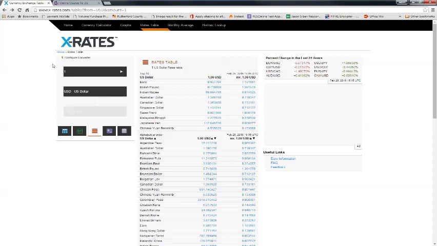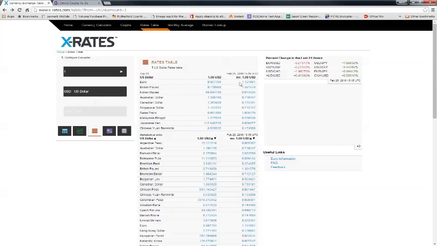So this website here is xrates.com. What it does is show exchange rates. Notice over here in the middle, it'll tell you the top 10 countries and their currencies, with the US dollar at the top. On the left here, we see the US dollar, and this is what it's equal to. So for example, a US dollar translates to a euro at 90 cents.